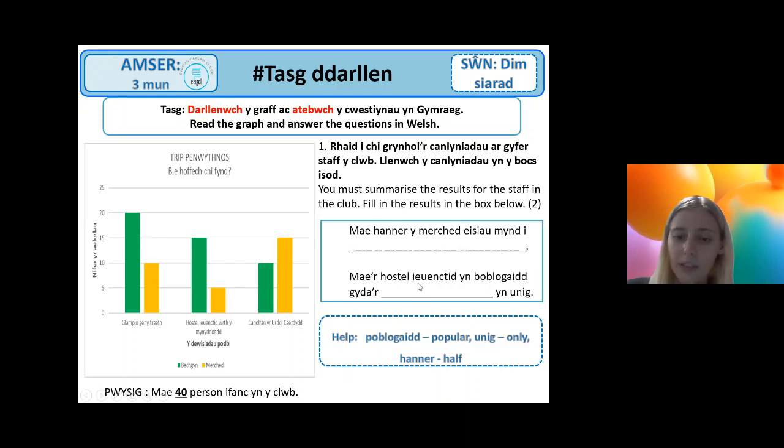And the second gap you need to fill in, mae hostel ieuenctid yn boblogaidd gyda someone yn unig. So hostel ieuenctid, we've already said, is a youth hostel, so we'd look at these 2 bars. And poblogaidd is popular, with someone, yn unig is only. So which is the youth hostel popular with? Is it with the bechgyn, which is gwyrdd, green, or merched, which is melon? Okay, so 1 minute. Remember, type in the chat if you have any questions.